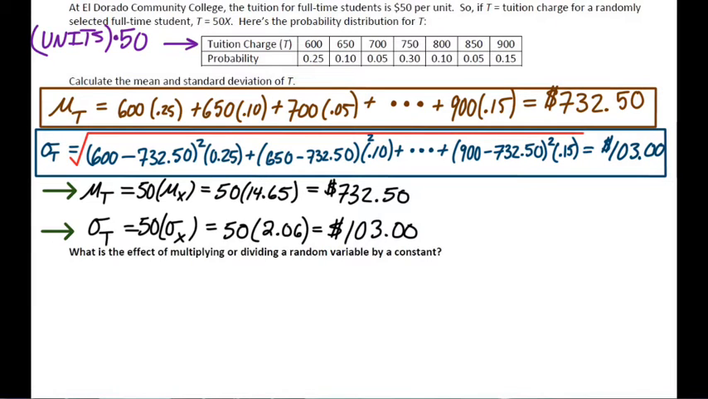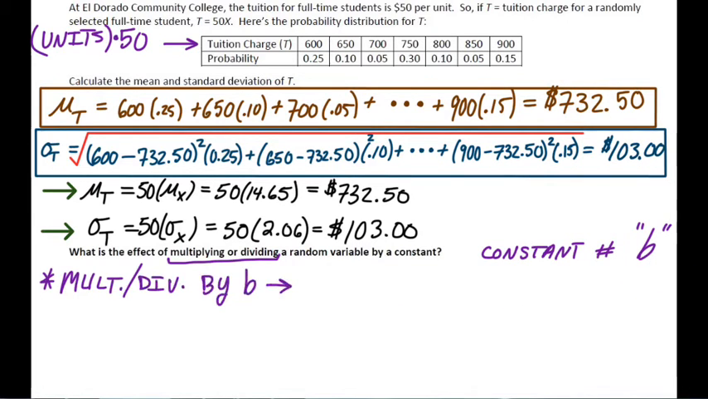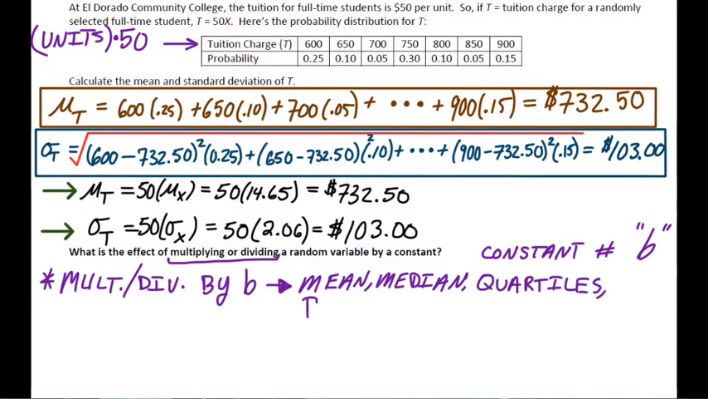So what does this prove more generally? What is the effect of multiplying or dividing a random variable by a constant? So just a constant term. So let's say our constant is just little b, right? A constant number b, whatever b is. In this case, it was 50. So if you multiply or divide by b, that'll change things like the mean. We saw the mean. It'll also change the median, the quartiles, the percentiles, and the max or the min.